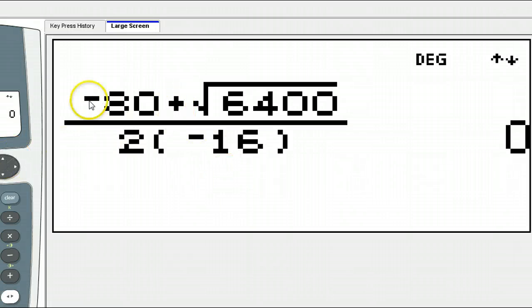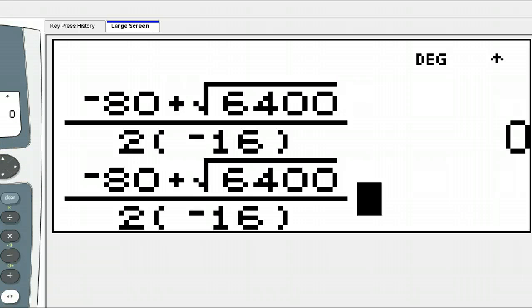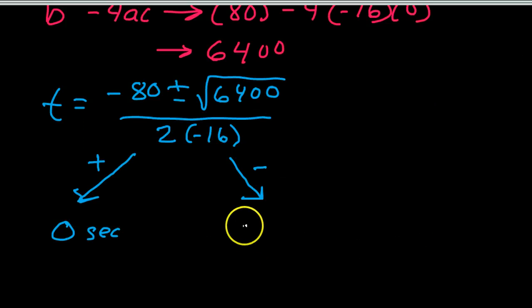And again, I could type it all over again and make this minus, but if I use my up arrow key, highlight this, and hit enter, it brings the expression back for editing. So I can just shimmy on over to that plus sign, make it a minus sign, and hit enter. So 5 seconds. Okay, so that's the other time.